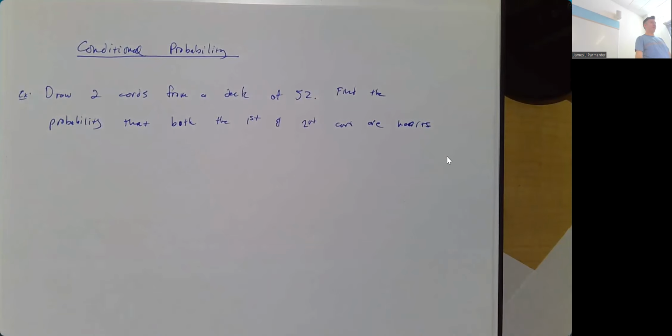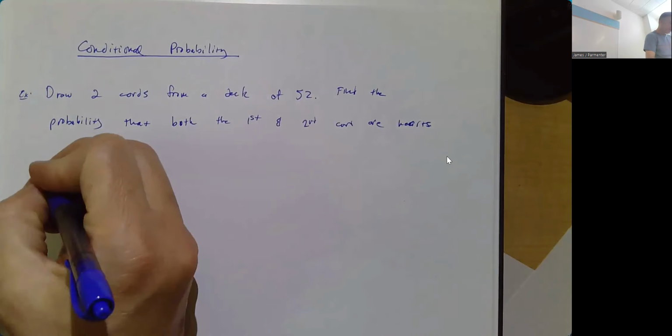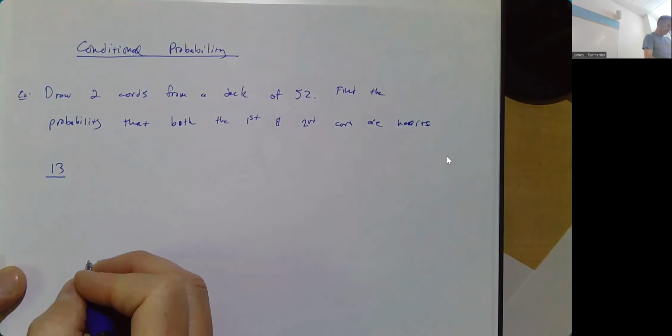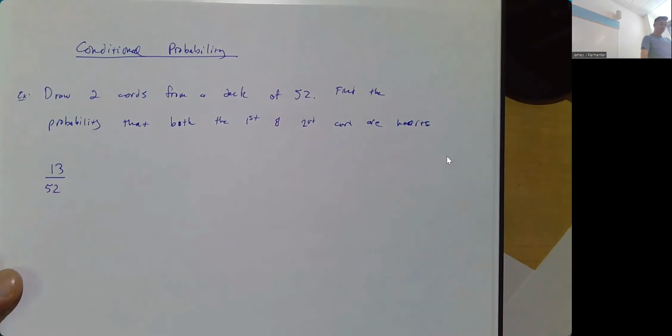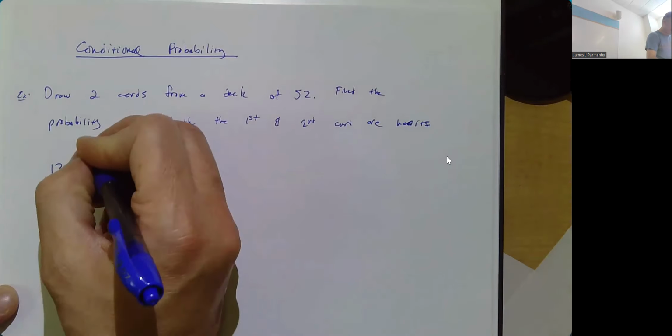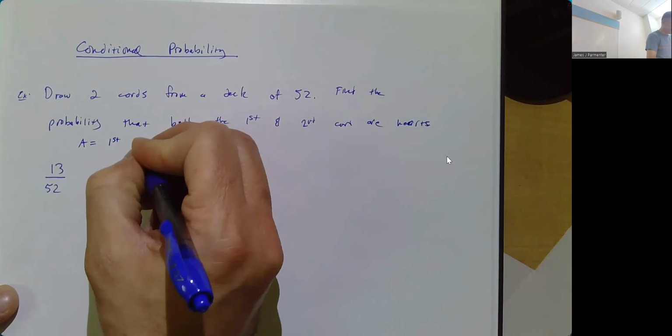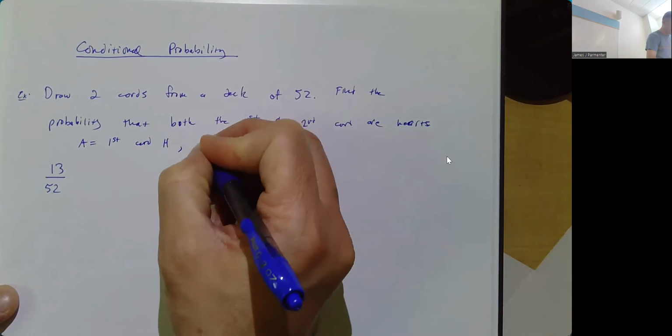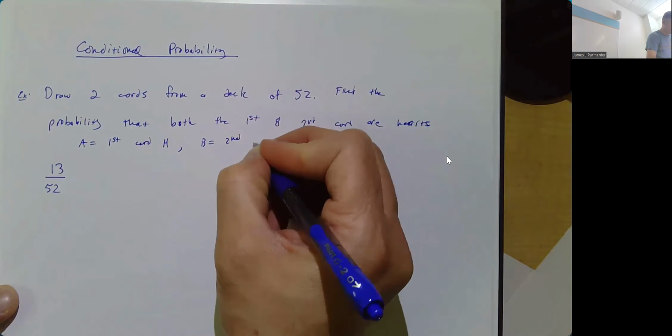1/4 of the deck. 13. So there are 13 hearts. So the probability that the first card is a heart is 13 out of 52. Let me use the little notation here. Let's say that A is the event that the first card is a heart. B is the event that the second card is a heart.